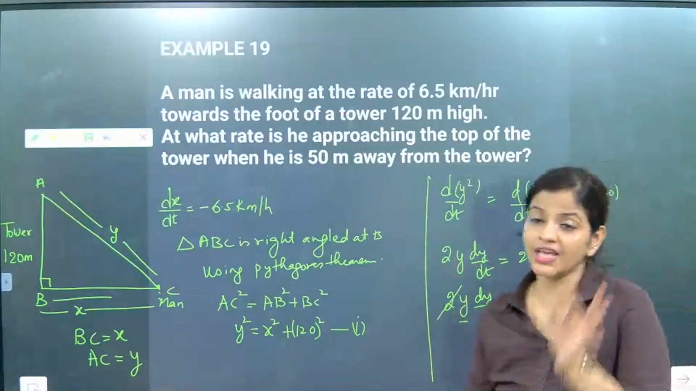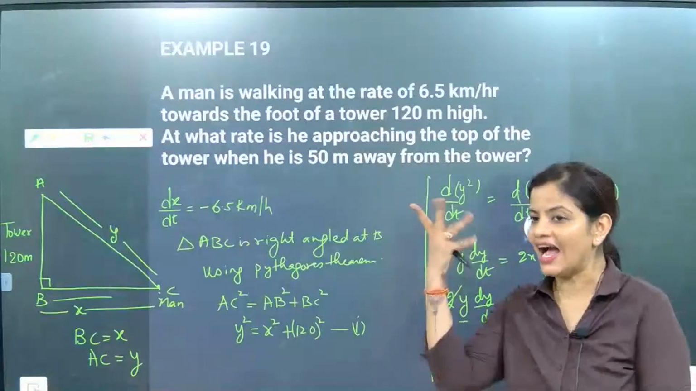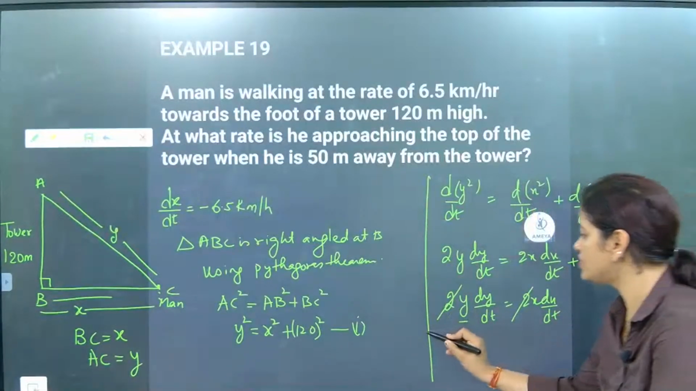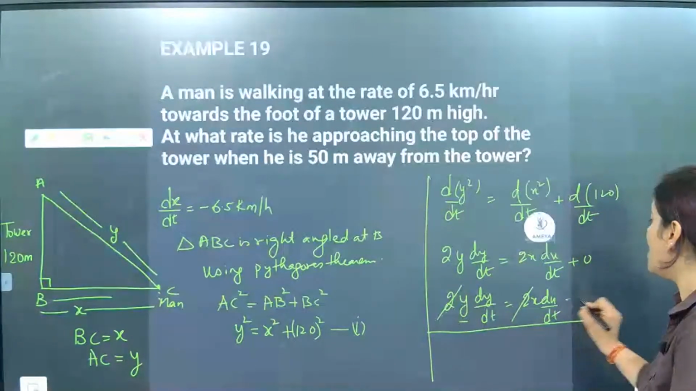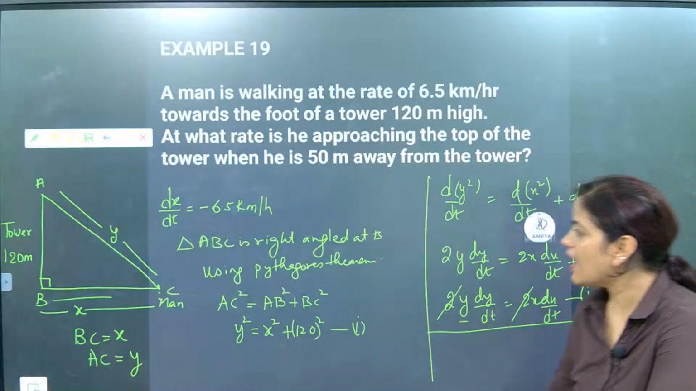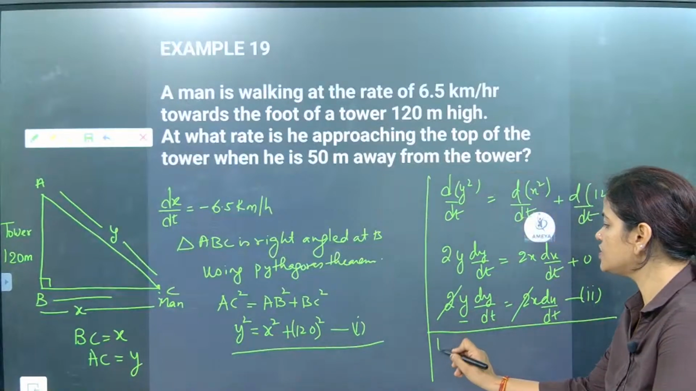So this is the case of an instant, at an instant. See, the height of the tower will not change. Okay. Height of the tower will not change. Here, listen to me very carefully. Take this as equation 2 and leave it. Understood? Our Pythagoras theorem is this one. We are going to use equation 1.